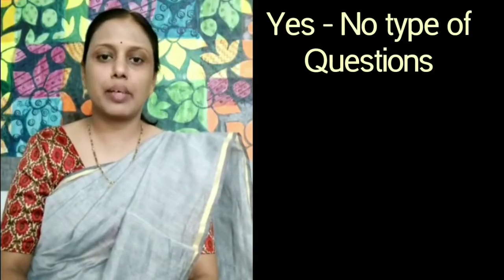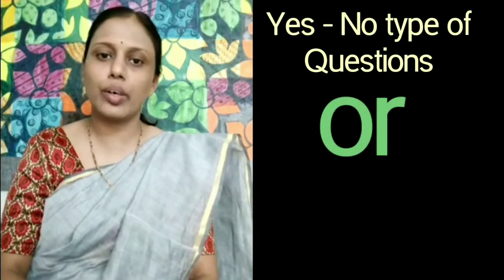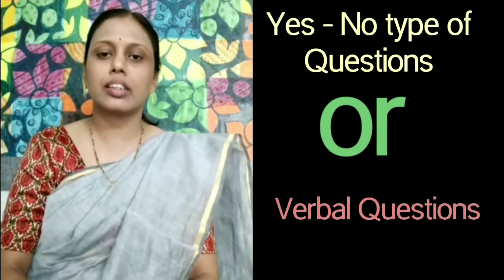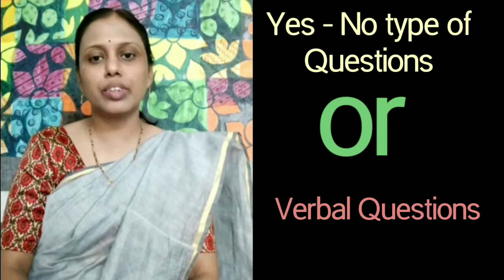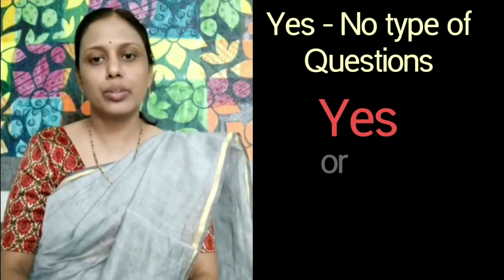Friends, today we are discussing the kinds of questions. Now, English grammar describes three major kinds of questions. The first one is the yes/no type of question. The second is the WH question, and the third is the alternative question. The first, the yes/no type of question, is also called a verbal question. The answer to this kind of question will be yes or no.